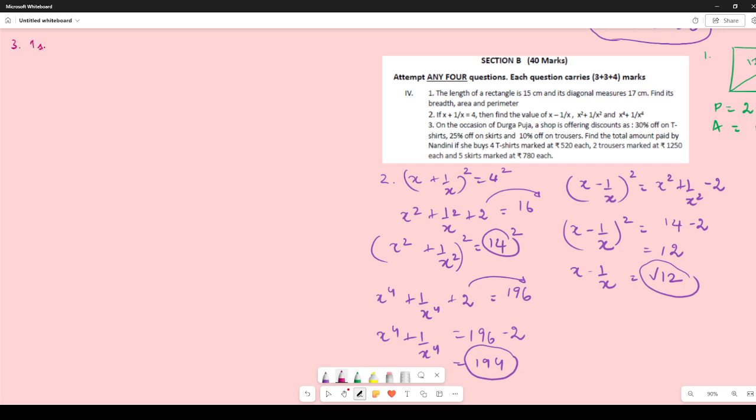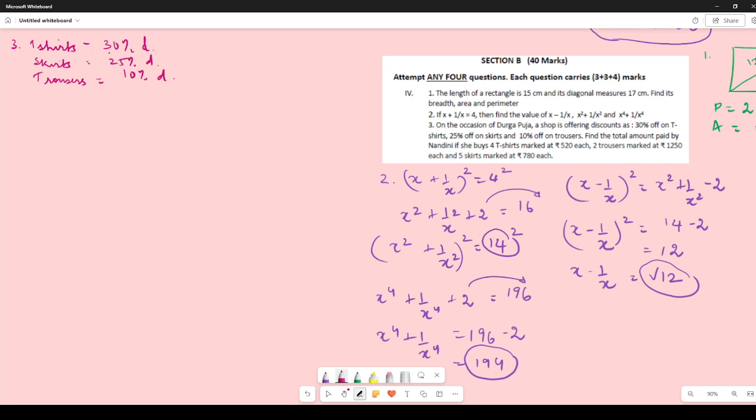So t-shirts, 30% off, 30% discount. Then skirts, 25% discount. Then trousers is equal to 10% discount. Right. Find the total amount paid by Nalini if she buys 4 t-shirts marked at 520 each, 2 trousers marked at 1250 and 5 skirts marked at 750.